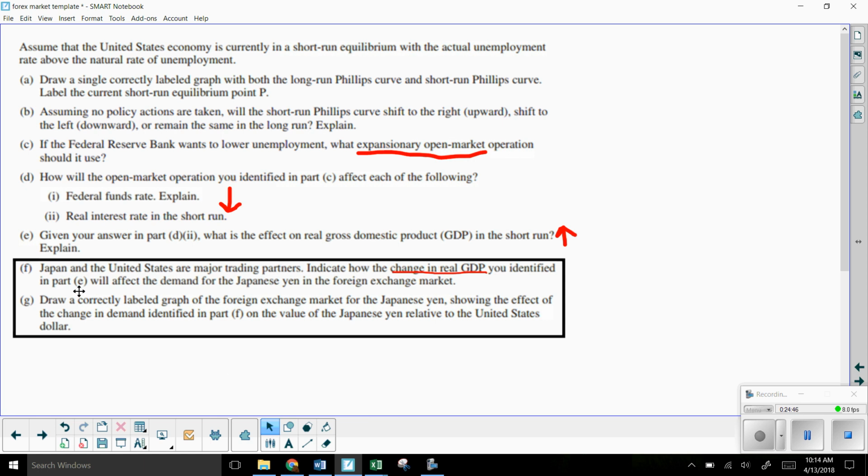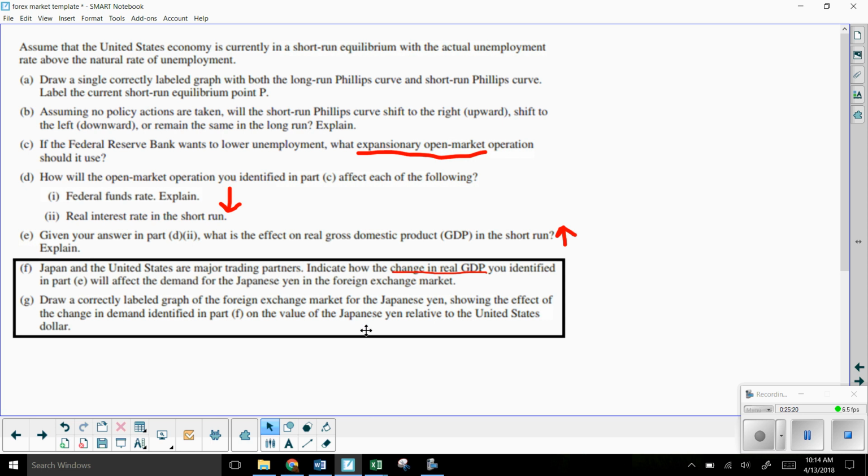Okay, so part F now asks us, how will the change in real GDP affect demand for the Japanese yen? Well, we know U.S. real GDP increased. Americans are richer. What do richer people do? Richer people buy more things. And some of the things they buy are Hondas and Toyotas and sushi and Hello Kitty stuff. So there's a bunch of Japanese stuff that we're going to buy more of. And that means we're supplying more dollars and demanding more yen. So that would be an increase in the demand for yen.